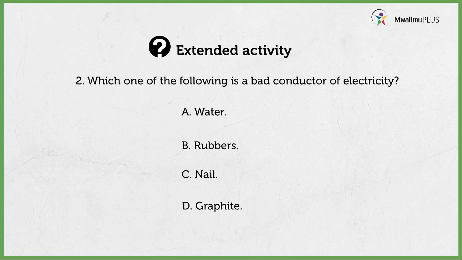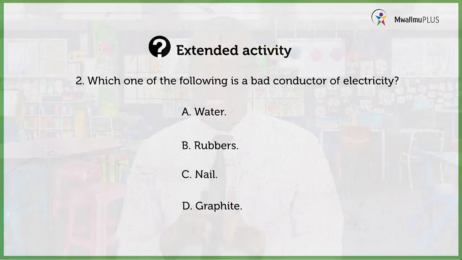Which one of the following is a bad conductor of electricity? A, water, B, rubber, C, nail, D, graphite. I want you to go and do the same, just like in number 1. Go and provide the correct answer so that when we meet, we will now have a very easy work.